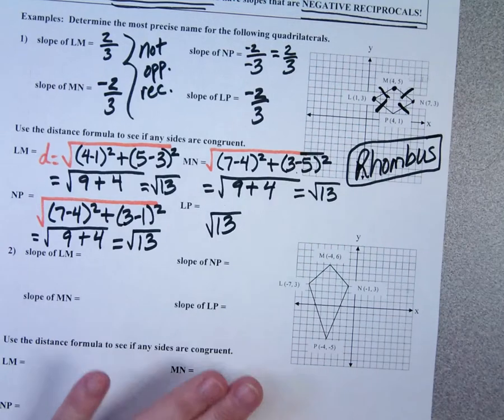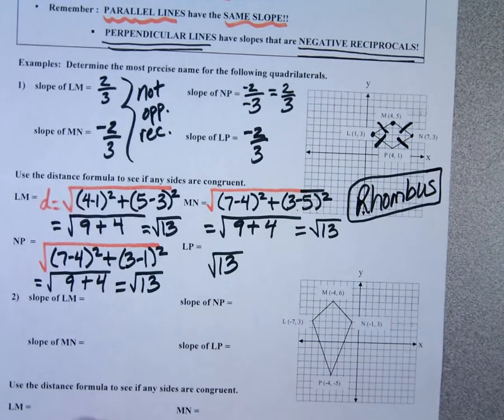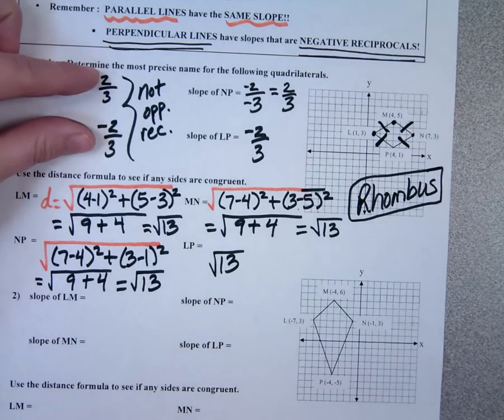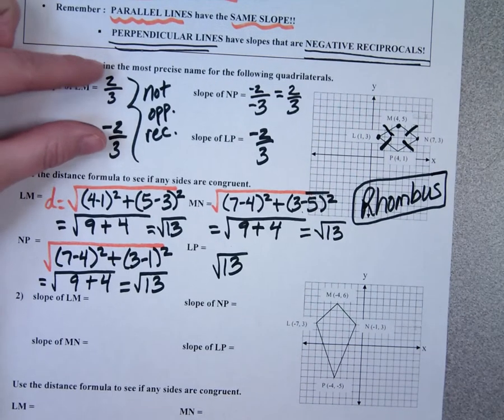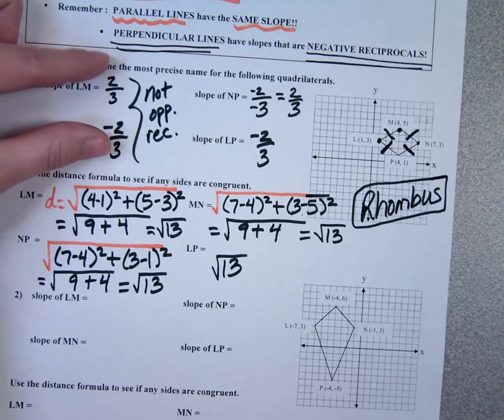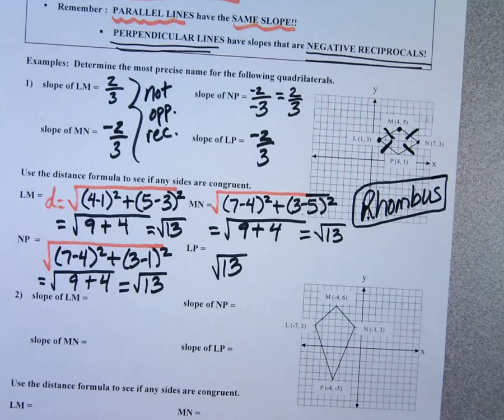Because it doesn't have right angles. And the reason it doesn't have right angles is because I didn't have any slopes that are opposite reciprocals, which means you don't have perpendicular lines. And if you don't have perpendicular lines, you can't have 90-degree angles.